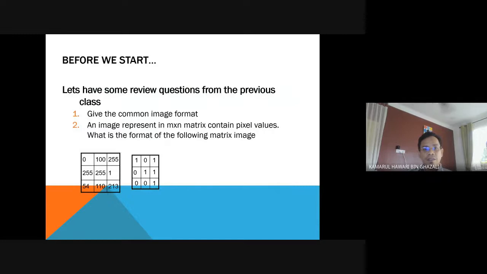Okay. So before we start, let's have some review questions from the previous class. What is common image format? You can look at the previous slide in chapter 2. We have image formats like grayscale, RGB, one sample per point, black and white, three samples per point, four samples per point. An image is represented in an M by N matrix containing pixel values. What is the format of the following matrix image? If you look at here, 0 and 1, this can be black and white. If you look at here, 0 to 255, this is grayscale. So that is the format.